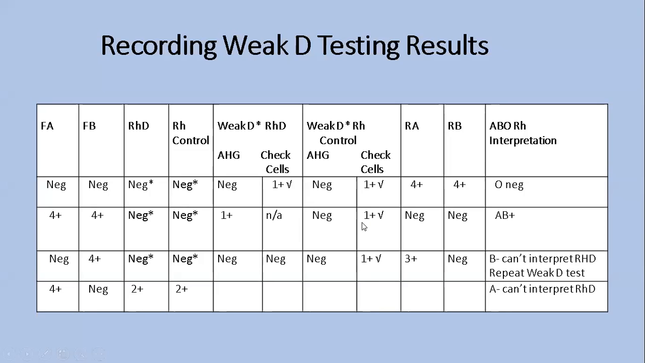Okay, so what does this mean for our patient? It means our patient really does have the weak D antigen, and so we're going to call them AB positive.